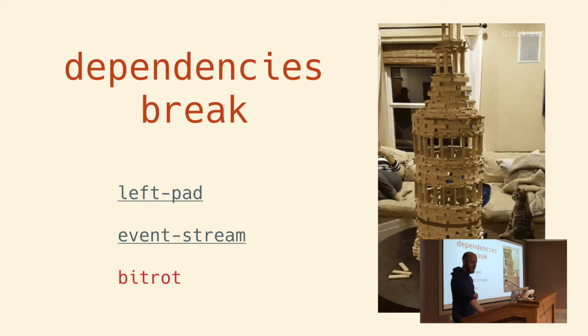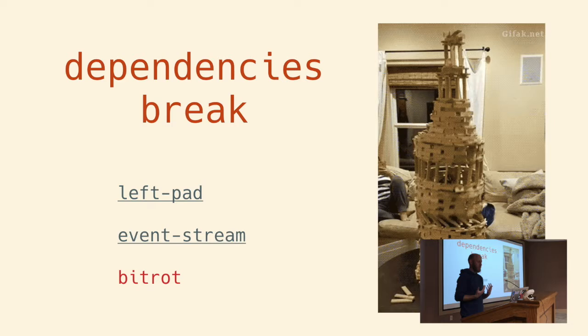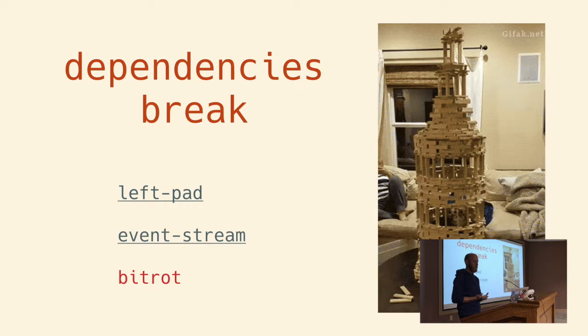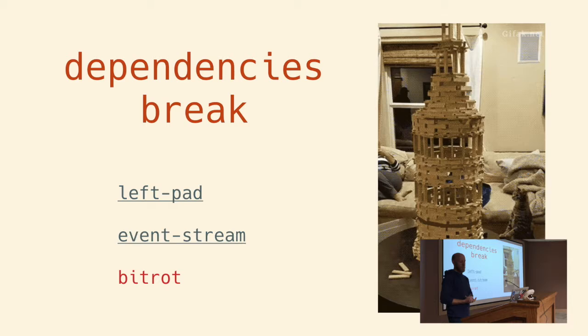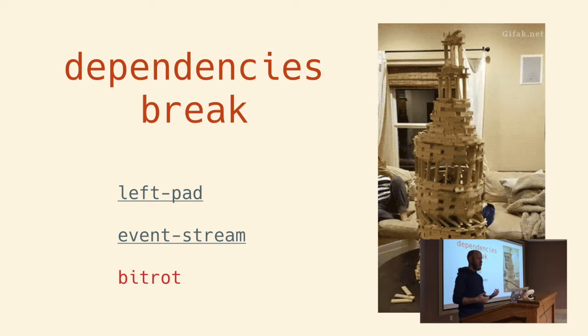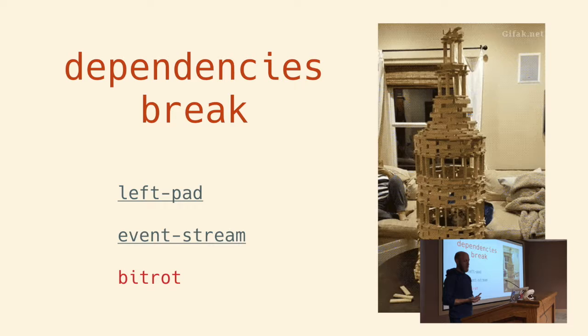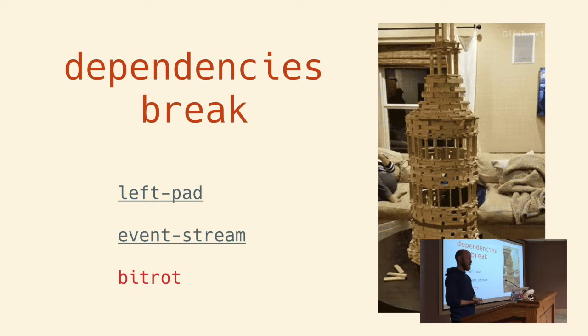And of course, dependencies also break. This is the evil downside of dependencies. Some examples are in the JavaScript community. There was the left-pad package, which the maintainer pulled from the package repository, and that took down millions of sites. Another example is the event-stream package, where a malicious maintainer added credential harvesting code to his package, and that caused, as you would expect, lots of issues.